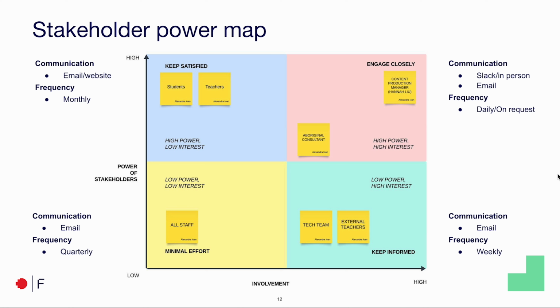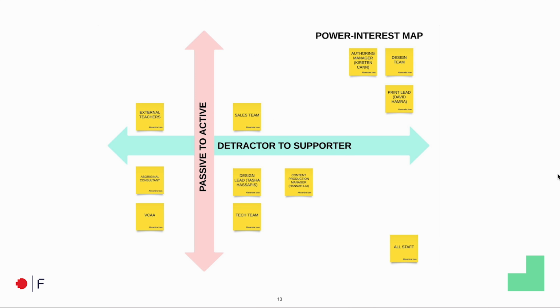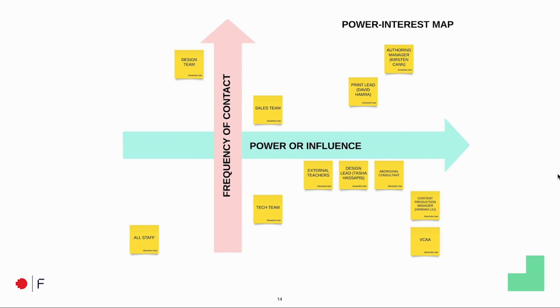The high power, low interest, such as our end users, are kept in the loop through a monthly communication by email or through our social media and website. Our low power, low interest group will be kept in the loop in an email on a quarterly basis. Please pause if you would like to look more at our interest maps and how stakeholders affect our project here as well.